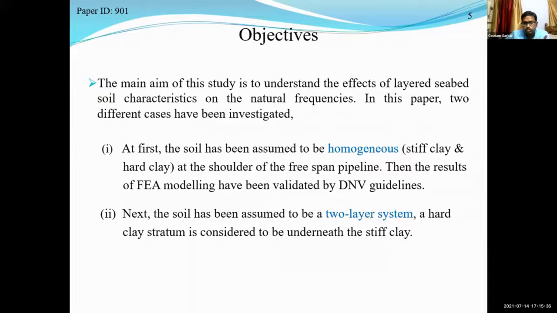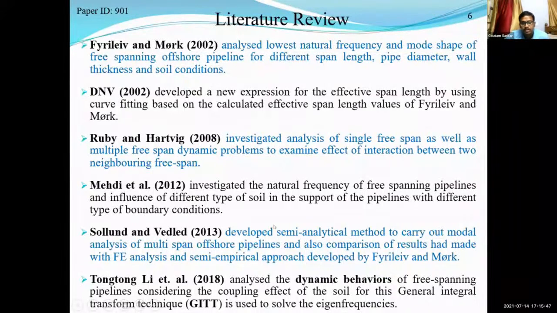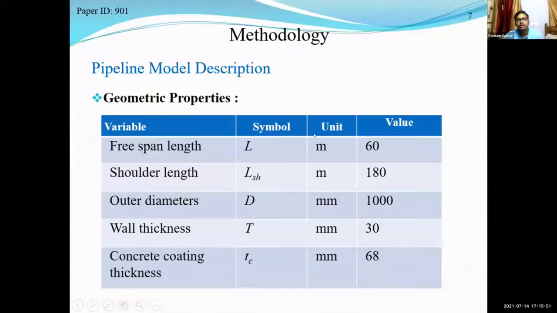For that, a two-layer system, a stiff clay and hard clay, I have used, and the top soil is actually stiff clay. So these are the literature survey I have done in this presentation. So moving to the methodology, this table shows the geometric properties of my model. It should be noted that the shoulder length has been taken 3 times of the free span length. This is taken from one of my key references.